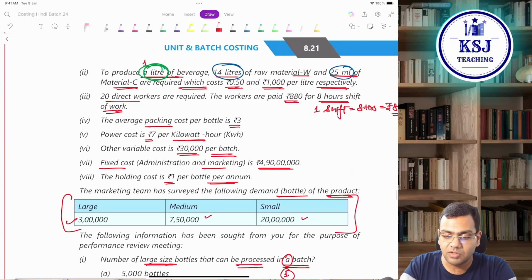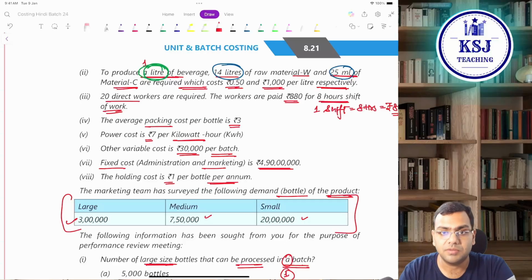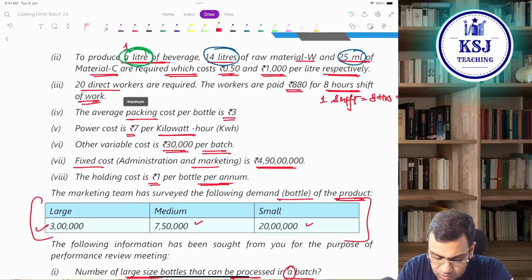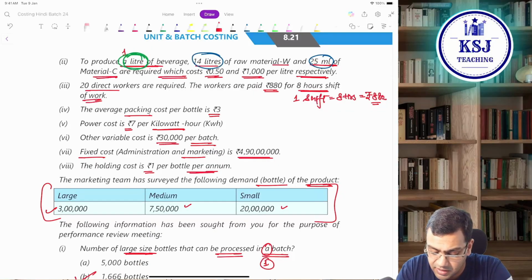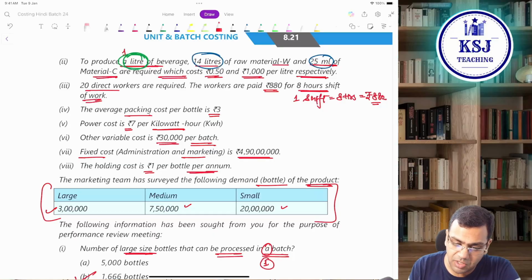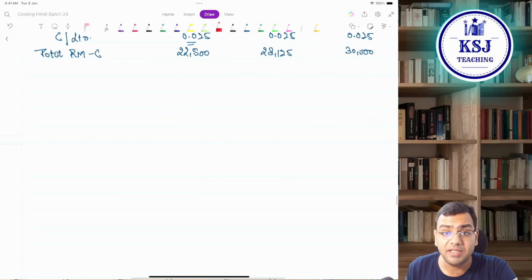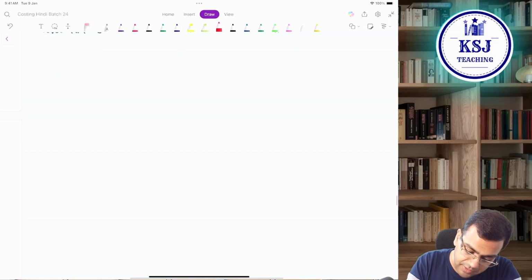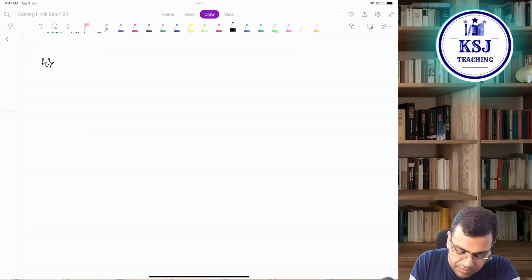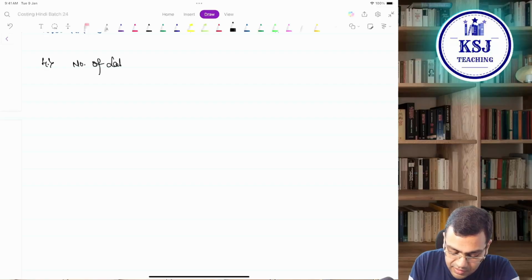There is another working note that is required to be prepared that will be regarding the labor cost. Now, for labor cost, what they are saying is 20 direct workers are working. Workers are paid rupees 880 for a 8 hours shift, right? So, number of labor shifts we will calculate, because the number of labor shifts will be different for each segment, right? So, fourth working note that we'll prepare is number of labor shifts.